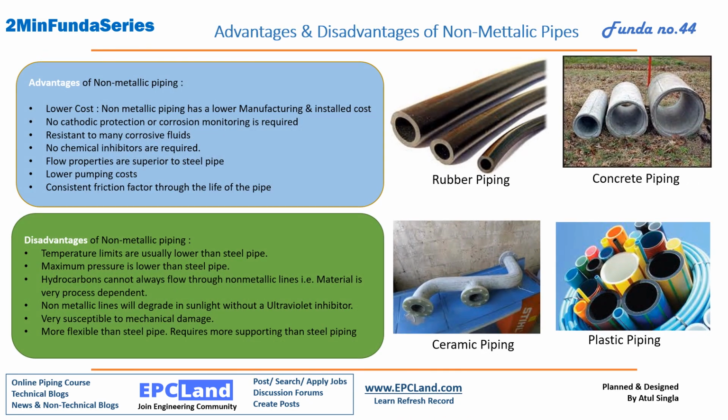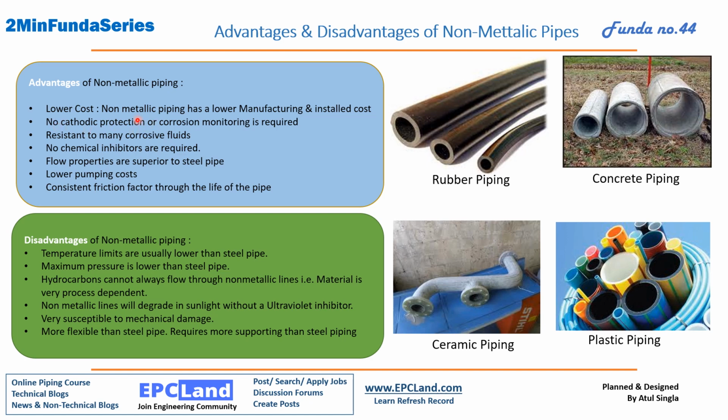Advantages and disadvantages of non-metallic pipes. If you see, we are having rubber piping, concrete piping, ceramic piping, plastic piping. These are used in the chemical industry along with carbon steel. So these have their own benefits, advantages and disadvantages. Let us discuss a few of those. For example, the main advantage of non-metallic piping is lower cost. If we compare it with the metallic one, carbon steel or any other pipe material, it is very low in cost. Lower manufacturing cost and installation cost. So it is very cheap as compared to steel.